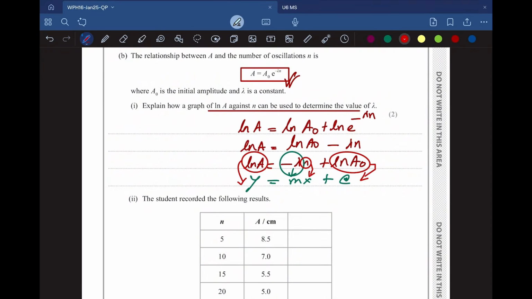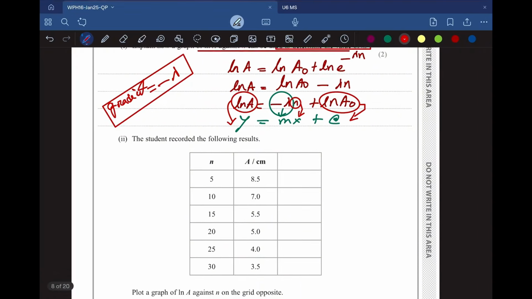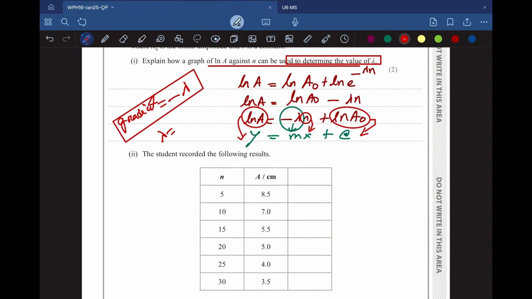It was asking how it can be used to determine the value of lambda. So we can write that gradient equals minus lambda, right? We can use this to figure out the value of lambda. We can figure out the gradient, or we can say lambda equals the negative gradient. I hope you guys have understood this part. Now let's move on to the next part of this question.